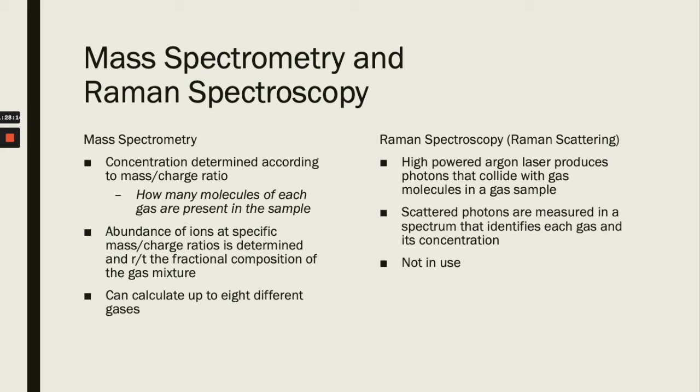Now, Raman spectroscopy or Raman scattering consists of a high-powered argon laser that produces photons that collide with gas molecules in the gas sample. Those photons scatter, and then they're measured in a spectrum that identifies each gas and its concentration. It's no longer in use, but those scattered photons are exactly how it would identify the concentration of each particular gas within the sample.